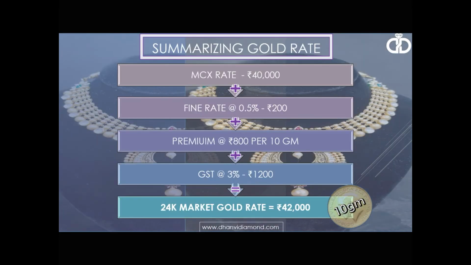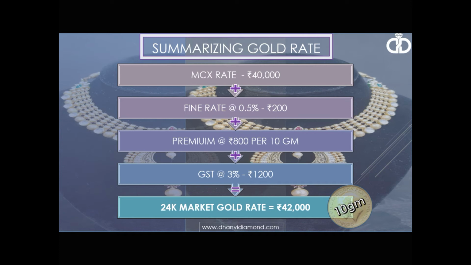Now we will summarize exactly the gold rate. I have taken example figures. These figures will obviously vary in the current market. So for example, the MCX rate is 40,000. Now we will calculate 0.5% on 40,000 to derive the fine rate or 24 karat rate. That will be 200 rupees. I have taken a premium of 800. This premium is per 10 gram. It's not per gram, remember. Premium is 800 per 10 gram. Even the MCX rate is also per 10 gram.